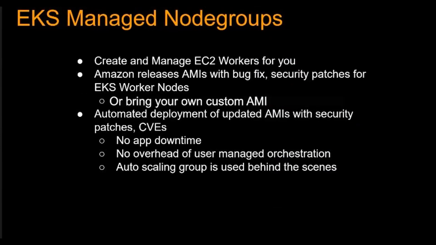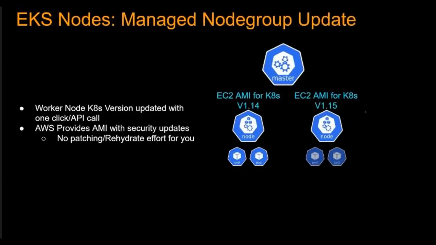We can also use our own custom AMIs in certain scenarios, but I think we generally go with the AMI provided by Amazon. Automated deployment of updated AMIs with security patches, CVEs. In other words, the EKS or the Amazon team manages it in such a way that there is no application downtime. There is no additional overhead, either from a billing perspective or any other perspective. Also, we don't have to incur additional costs. And auto scaling is still working as an upgrade is going on, is what we are trying to convey here.